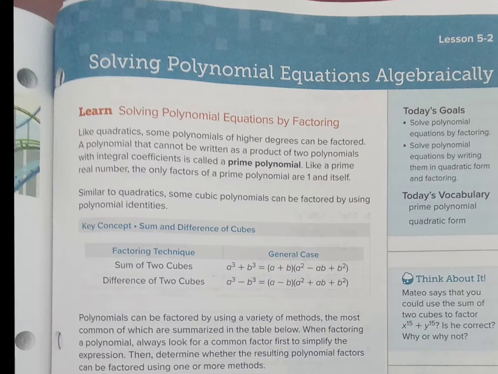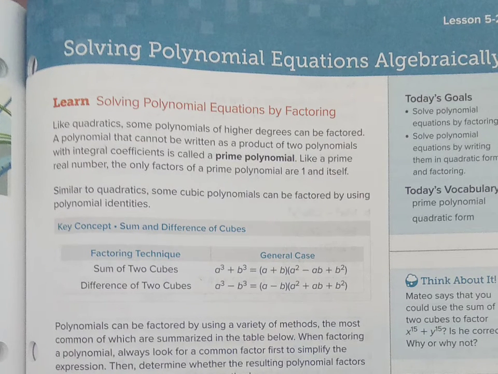So we're on page 263 here. And it just says that just like some quadratics, you can solve some polynomials of higher degree, 3, 4, 5, etc., by factoring. And if we can factor it, we can set those factors equal to 0 and actually find the x-axis intersections.